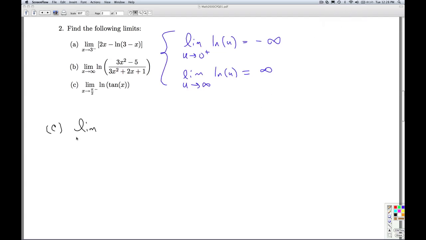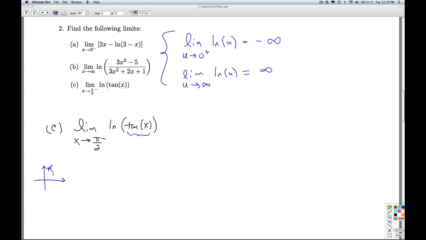All right, in part C, we've got some trigonometry going on. We're looking at the limit as x goes to pi over 2 from the left of the natural log of the tangent of x. And so, just as before, we have to look at what's happening inside that logarithm. And as x goes to pi over 2 from the left, if we think back to the unit circle here, x is approaching pi over 2 from the left. So we're thinking the angles are heading up towards the positive y-axis.